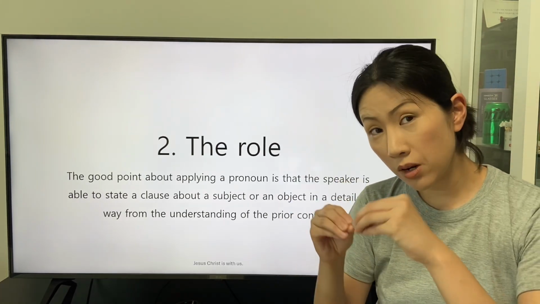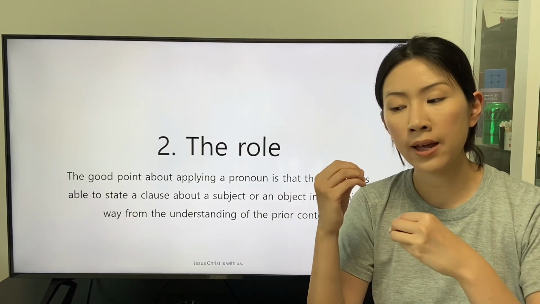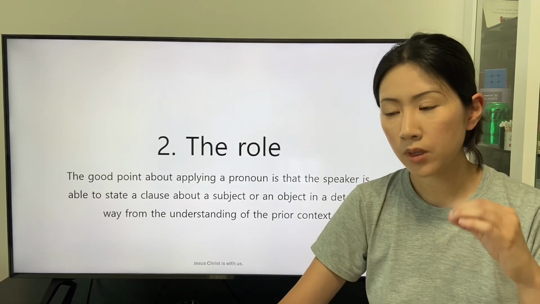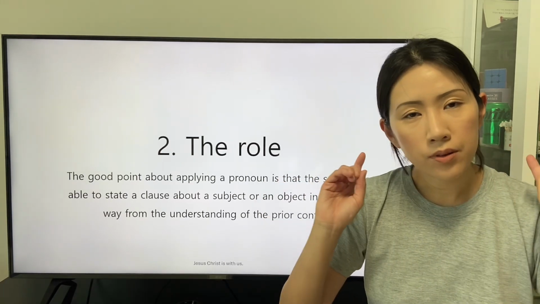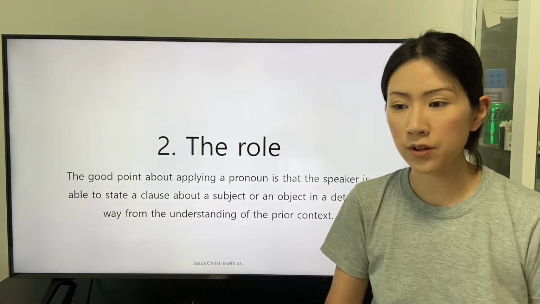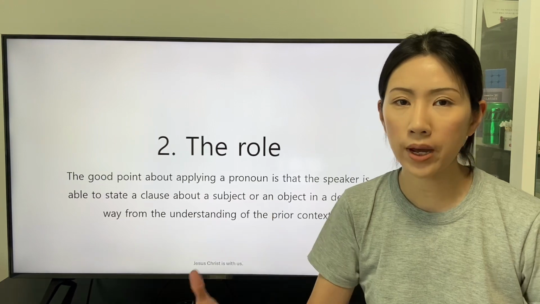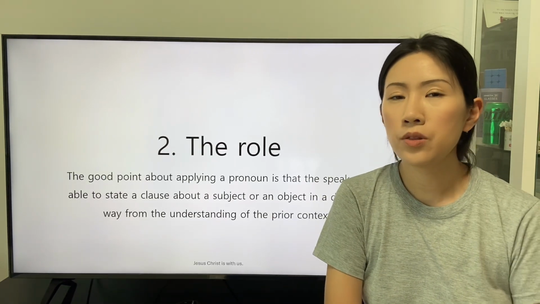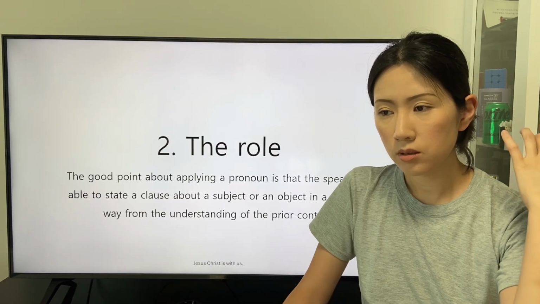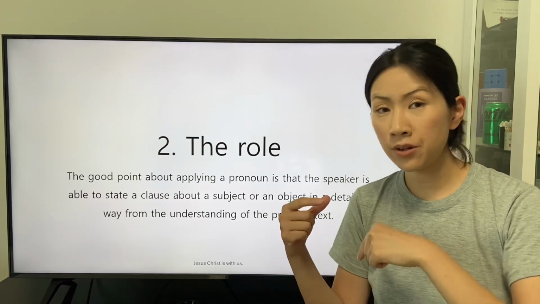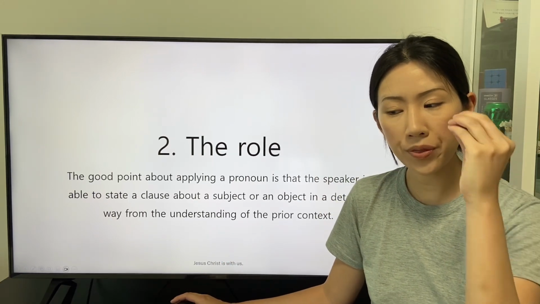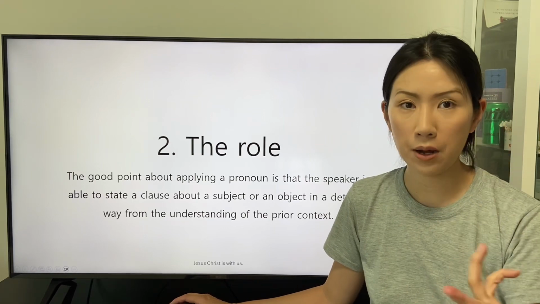As the speaker and the listeners apply a pronoun to indicate an object, the speaker can focus on the other part of the statement in a detailed way. The speaker can focus on describing the other subject or object with the application of a pronoun.